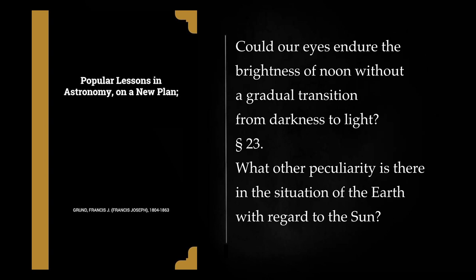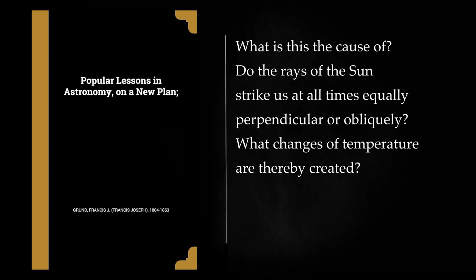Section 23. What other peculiarity is there in the situation of the Earth with regard to the Sun? What is this the cause of? Do the rays of the Sun strike us at all times equally perpendicular or obliquely? What changes of temperature are thereby created?